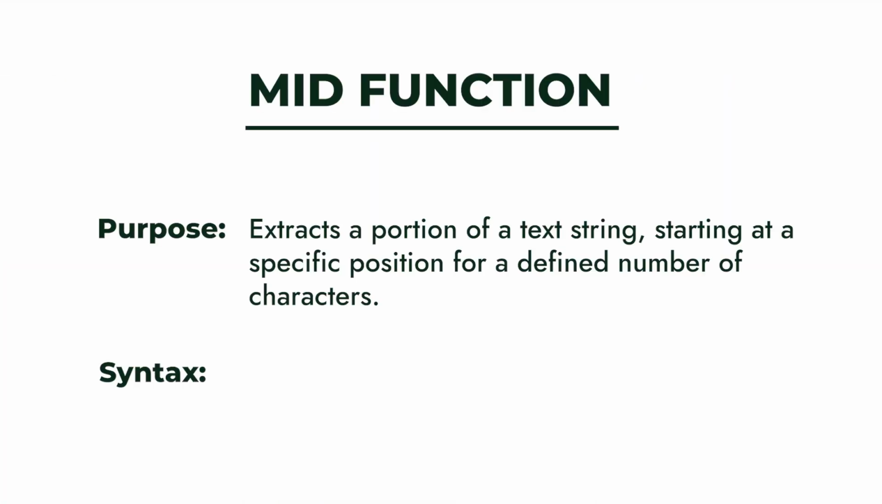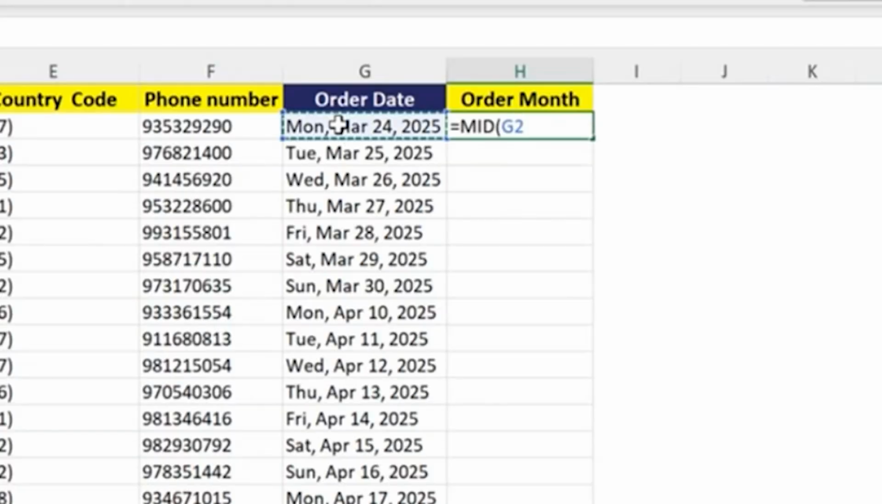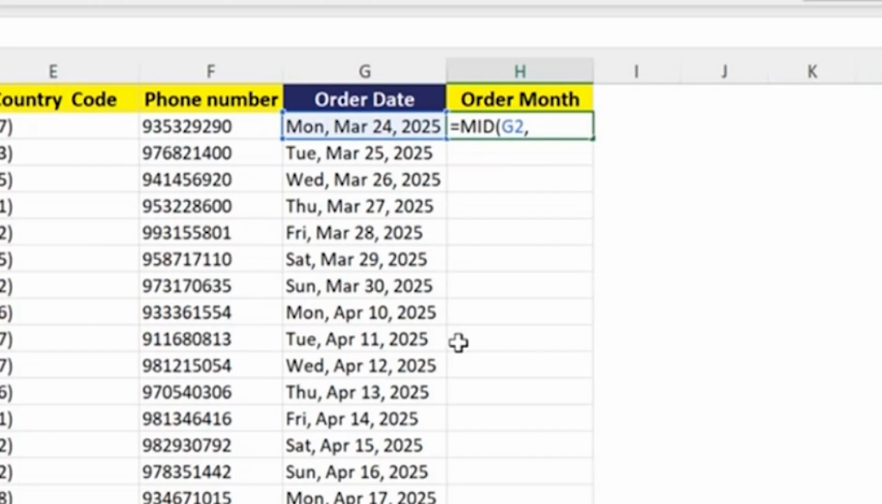The mid function takes 3 arguments. The string of text, which in our case is G2. Then we have the starting character. Let's count the characters together, starting from the left. Remember, punctuations and spaces are to be counted as well. So we have 1, 2, 3, 4, 5, and we begin with 6.